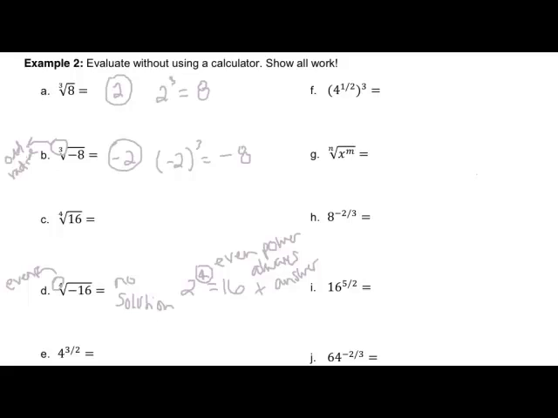Let's go back up to part C. Now this is the 4th root of positive 16, which we just found in part D. So we know that 2 to the 4th power is 16. So the 4th root of 16 is 2.